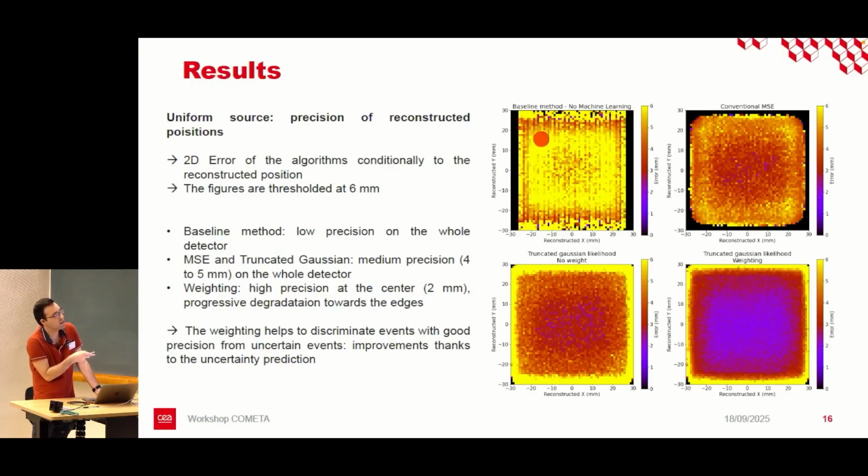And we can see here that in terms of precision, the Bayesian method seems to be much worse than the other methods. Actually, the precision is more than 6 millimeters in the Bayesian method. For the conventional MSE, it's again between 2 and 4 millimeters. And applying the weighting by using the uncertainty, we recover between 1 and 2 millimeters of precision. And when we are far from the center of the detector, we have the effect because of the uncertainty, which is higher at this position.